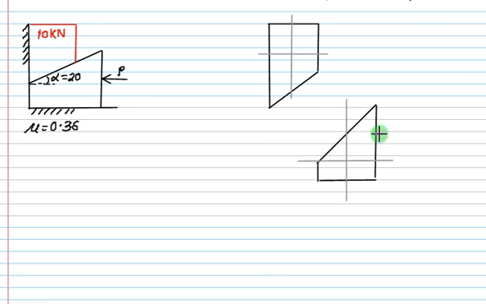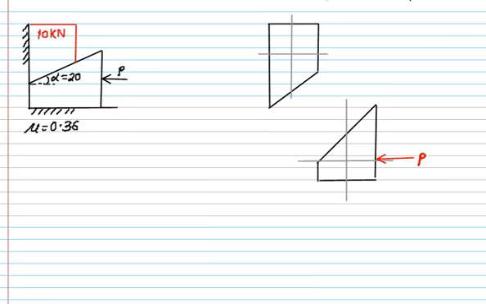Construct XY axis for both. Motion is given by the wedge, so start with the wedge. Show external force F passing through center of gravity. Show this force as P. Now first of all, we'll go for the horizontal surface.